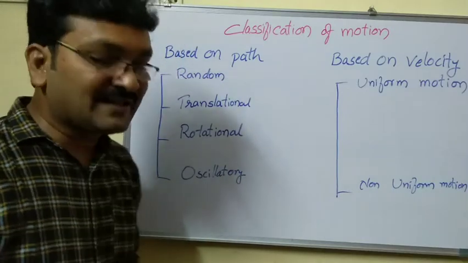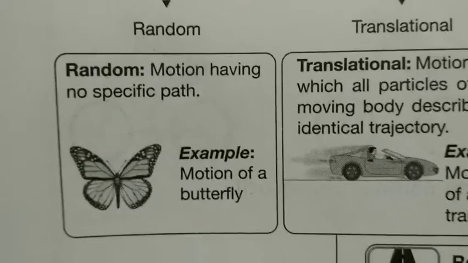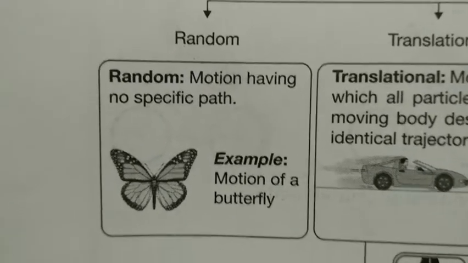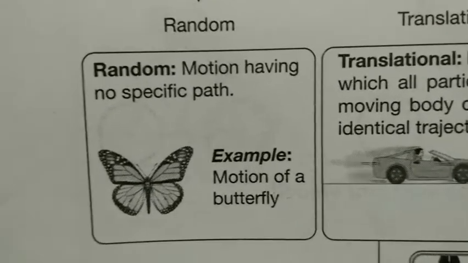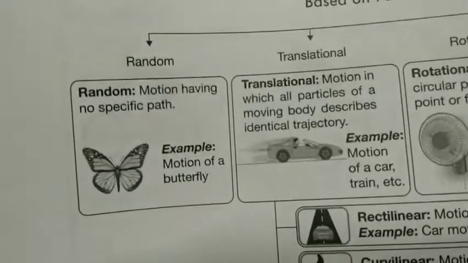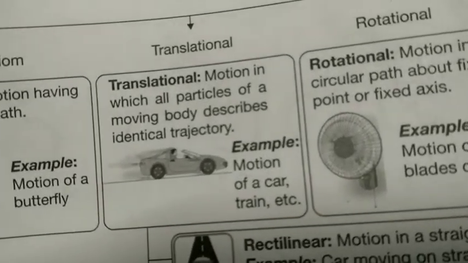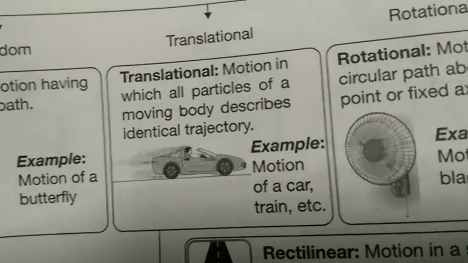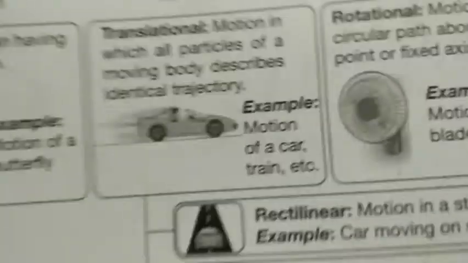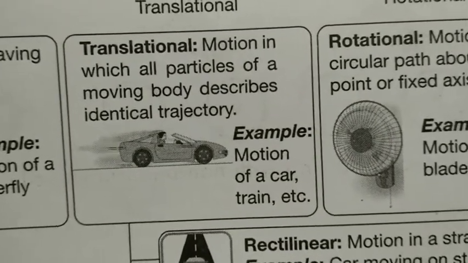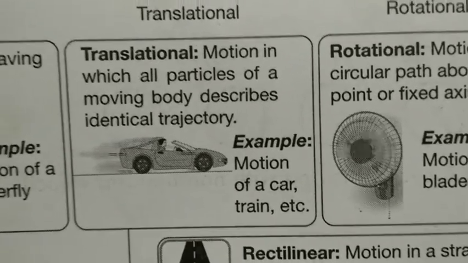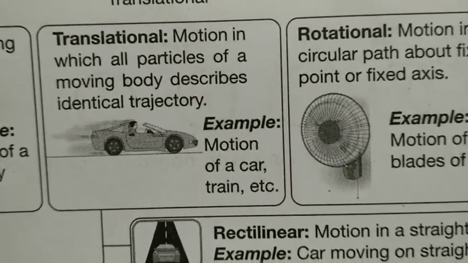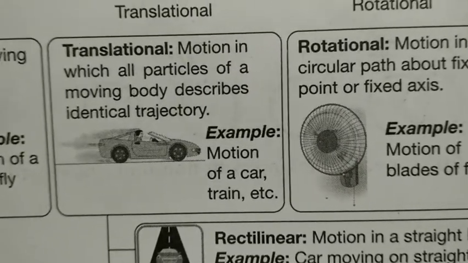Once I go through the text: random motion has no specific path. I already gave an example, that is a butterfly. A butterfly moves here and there, so there is no particular path. Next one is translational. Here they have given it as a motion in which all the particles of a moving body describe an identical trajectory. An example is the motion of a car.